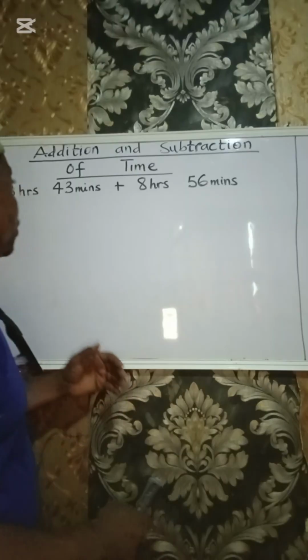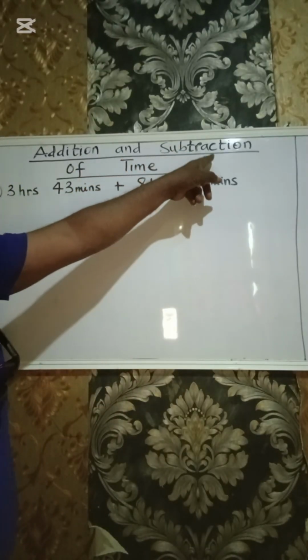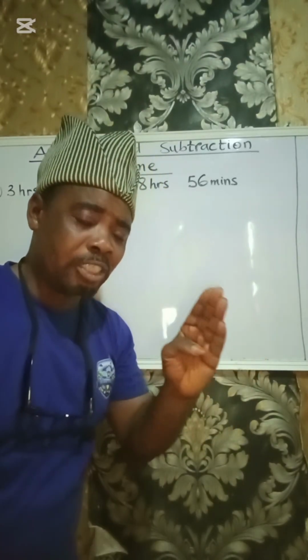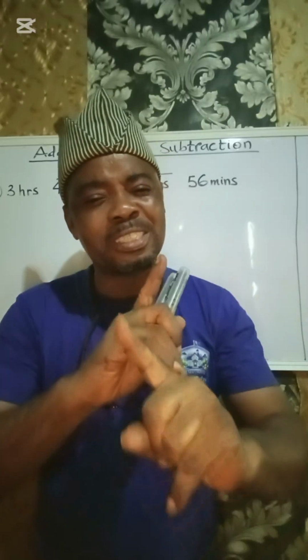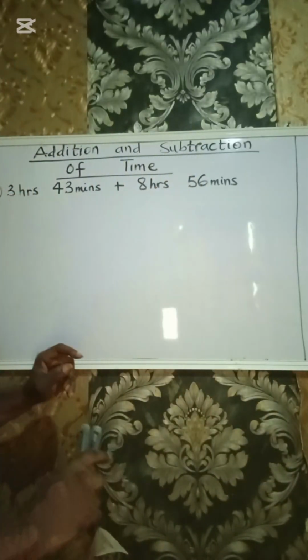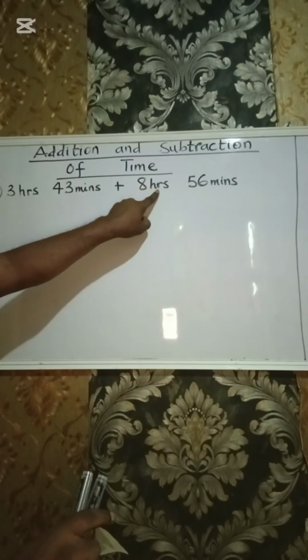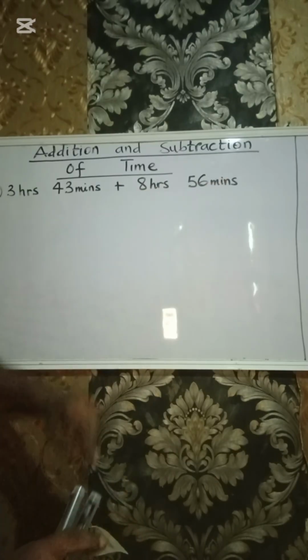Ola James TV. This day, we'll be looking at addition and subtraction of time. Yes, addition and subtraction of time. Seriously, this is a very simple arithmetic. Now let us go and see how this looks. Look at it. We have this one first on the board: 3 hours 43 minutes plus 8 hours 56 minutes.